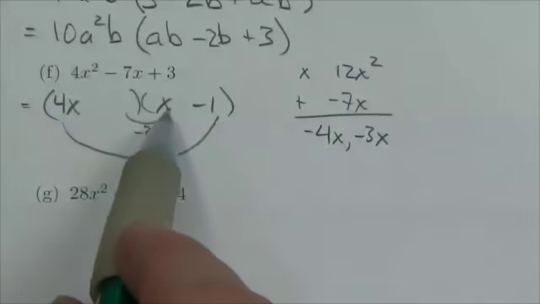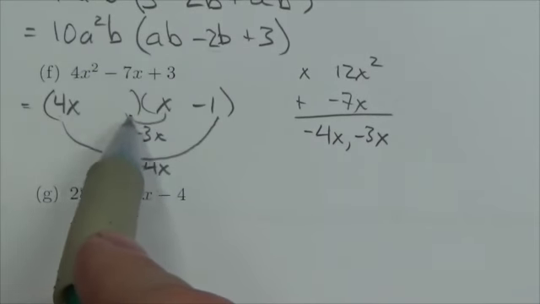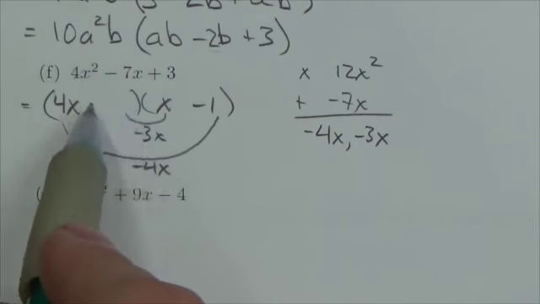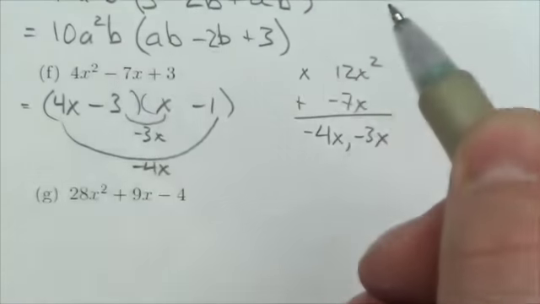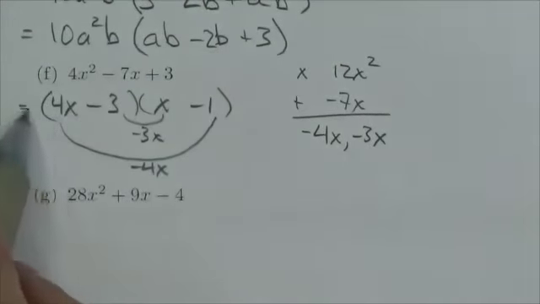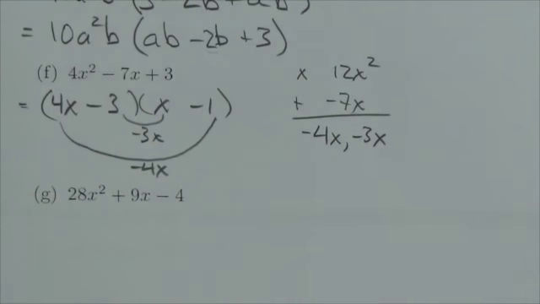Good. Now I gotta satisfy this inner product here. X times that should give me negative 3x. Well, this has got to be negative 3. And so there it is. There's my product: 4x minus 3 times x minus 1.